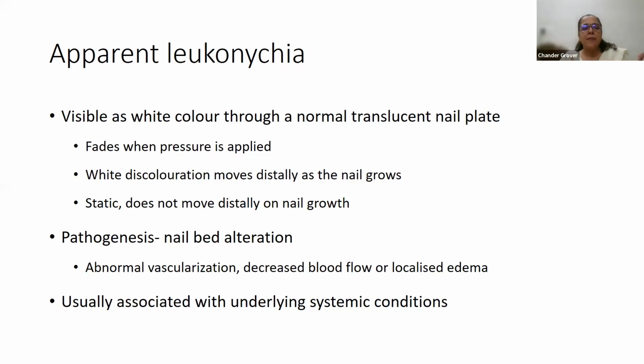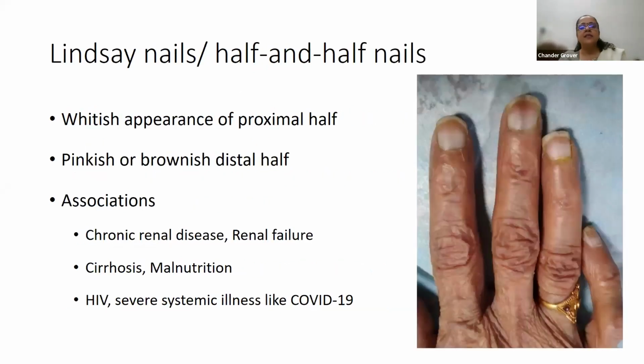Now you're blanching the bed, so the whole thing will become white. So that apparent leukonychia, which you were seeing in a pattern, will no longer exist. So this particular apparent leukonychia is a problem of the nail bed, not of the matrix, as we discussed for true leukonychia. Here again, you have named entities, the Lindsay's nails or the half and half nails, white appearance of the proximal half and pinkish or brownish distal half.